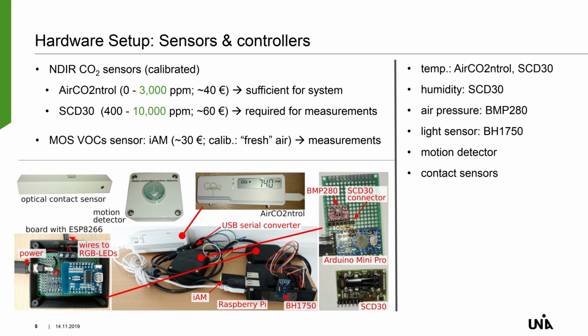We included a VOC gas sensor since it can detect bioeffluents. Nevertheless, it was just included for measurement purposes due to its unreliable calibration against fresh air. Additionally, sensors for the room temperature, humidity, air pressure, ambient brightness, motion, and window state are included.